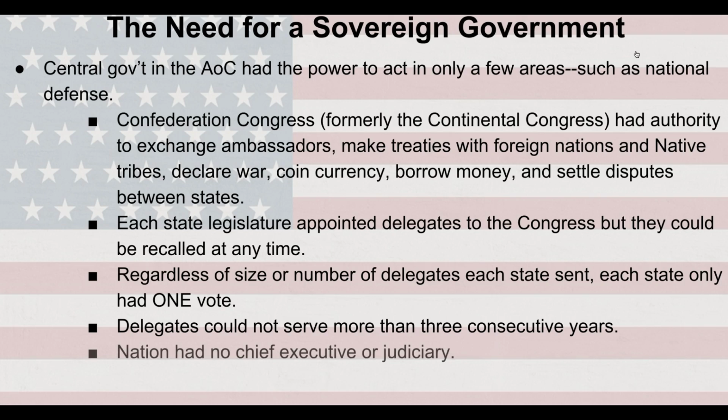There was no chief executive or judiciary. There was simply a legislature. And so there was really no one to act on behalf of the nation.